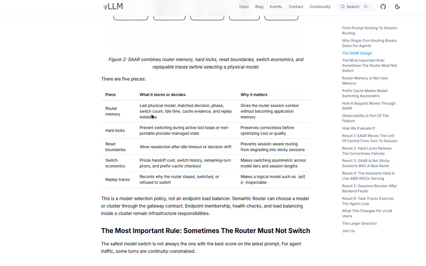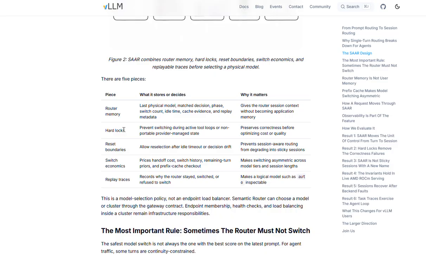If we are in a drifting stage, even if the KV cache is there, we don't mind switching because we are not getting any output there. And even if the idle time is a lot and we want to use a different model, it doesn't make sense. So for all those decisions, we need a memory class in the router itself, and that's the router memory.